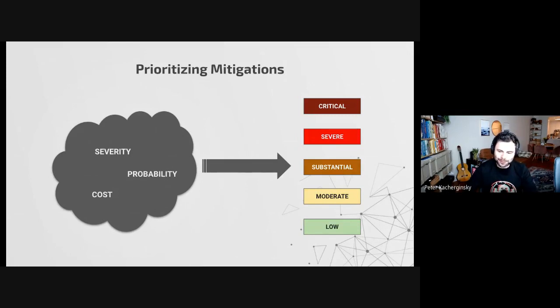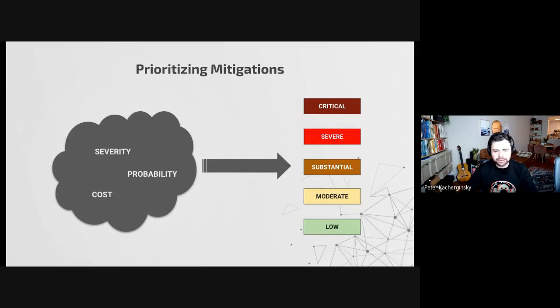A key thing that we need to do when considering mitigations and the risk is to consider the cost. The cost, probability, and severity. So the cost is how much time is it going to take you? How many resources you need to invest to address something? What is the severity and probability of this threat?